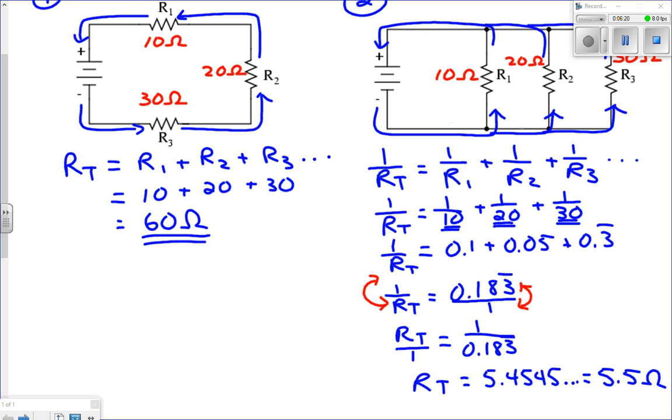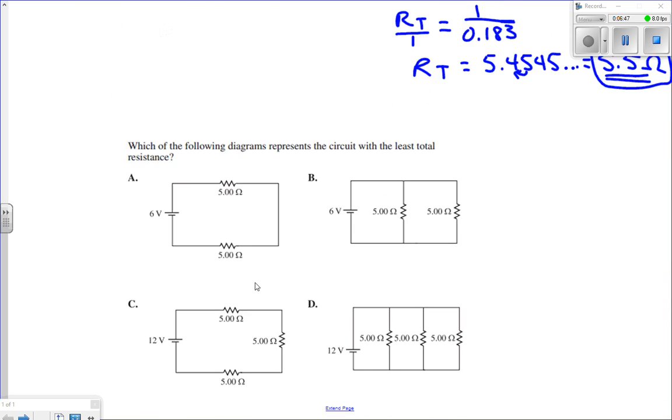I round up the 5 because it's not 5.4, because the 5 causes that one to round up. All right, so 5.5 ohms. And what we can see here is that the parallel circuit using the same resistors as the series circuit has quite a bit less resistance: 5.5 ohms versus 60 ohms just by connecting them in a different way. All right, so let's take a look at a diploma exam question that uses this same basic idea.